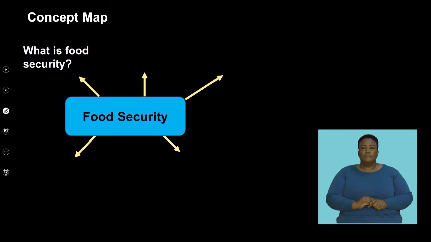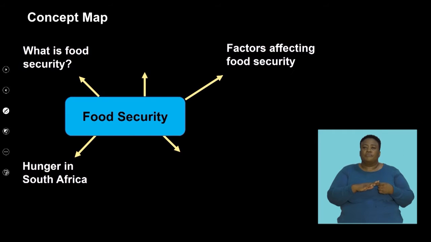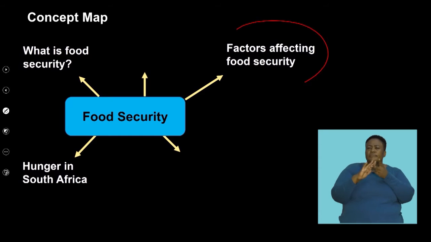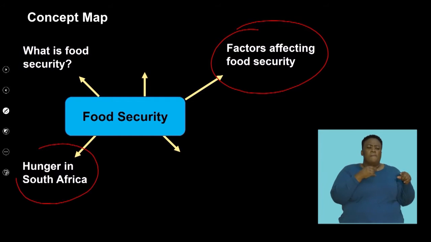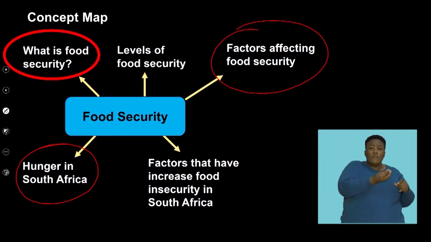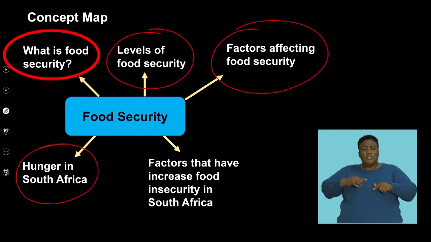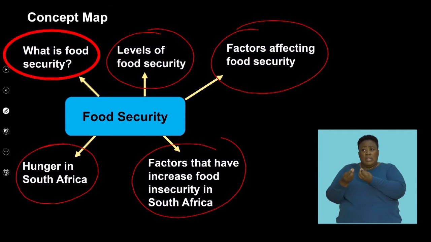So let's have an overview of our concepts that we're going to discuss in our lesson today. So as we unpack this lesson, we're going to look at what is food security. We're also going to look at factors affecting food security. We're going to spend some time looking at what is hunger in South Africa and what is the ratio of people that are actually facing food insecurity. We're going to look at levels of food security. We're also going to discuss factors that increase food insecurity in the context of South Africa.